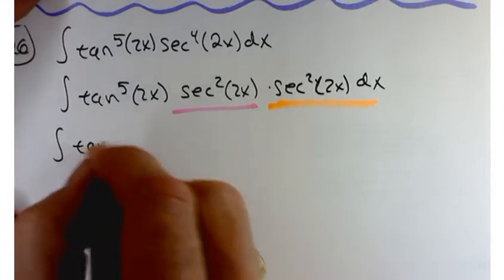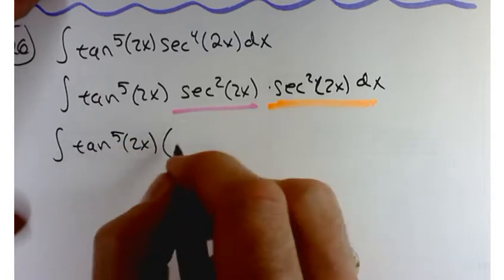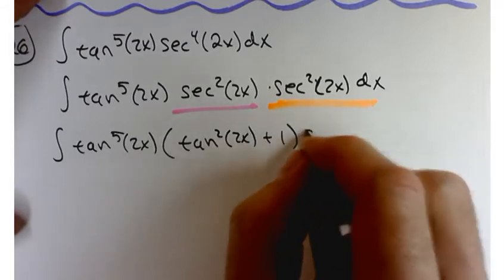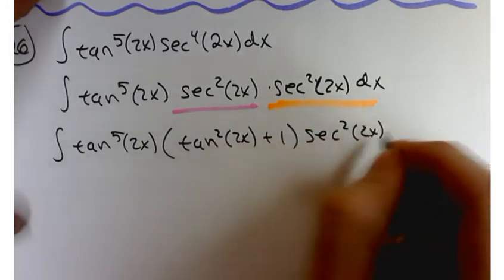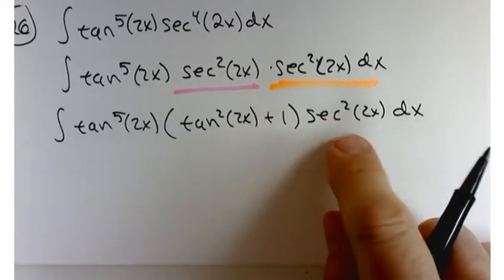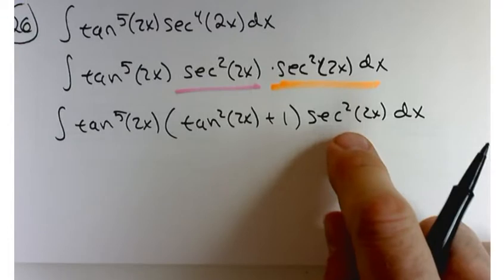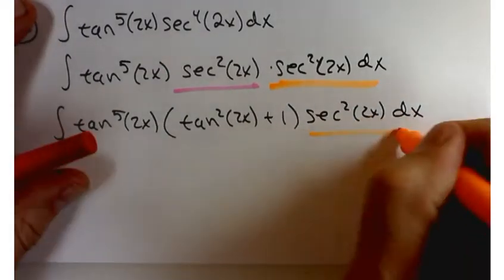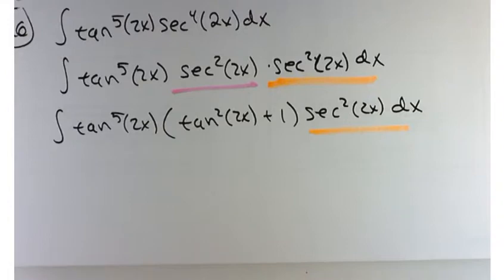So this is tangent to the fifth of 2x times tangent squared of 2x plus 1 times secant squared of 2x dx. Perfect. This is exactly what I want. Everything's in terms of tangent except for my du term here. So now I'm in good shape to make my u substitution. But you see what we did here? We split off our du term. And that's the key in all of these things. You're splitting off that du term in order to find an antiderivative.